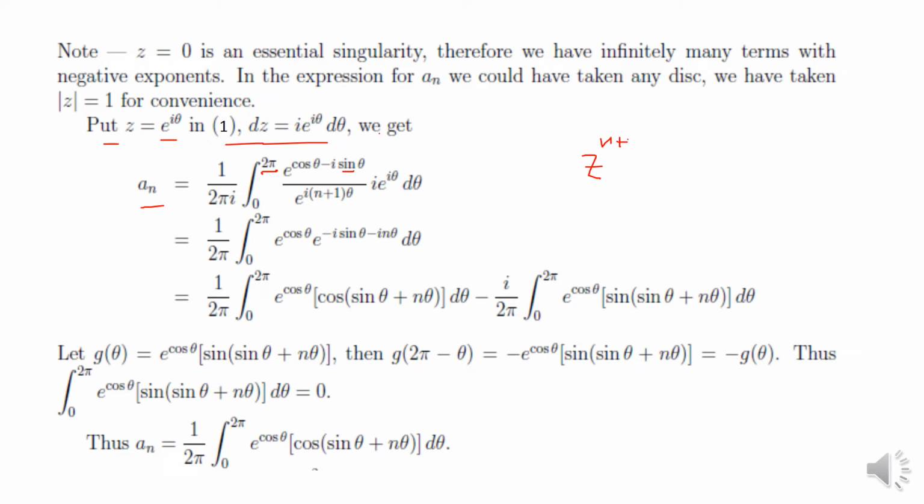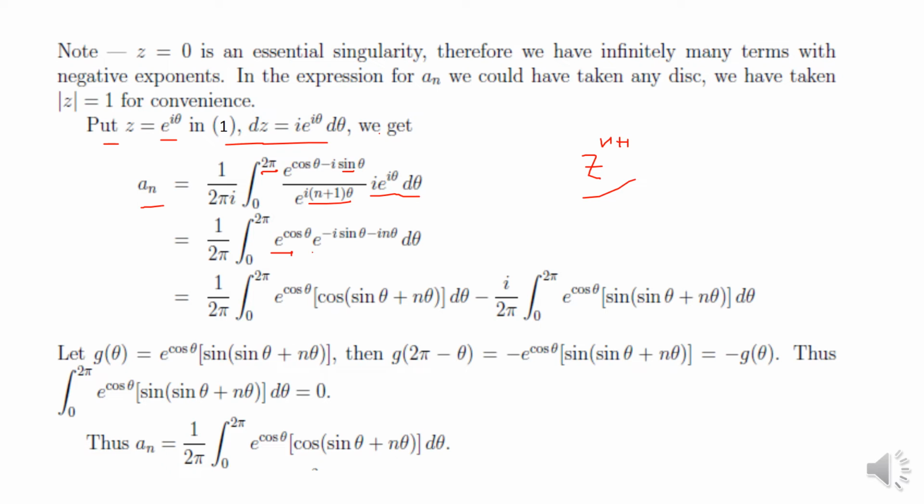Here e to the power i theta we have taken as z, so e to the power i(n plus 1) theta will be this value, z to the power n plus 1, and dz is equal to i e to the power i theta d theta. Just simplify it and we see i cancelled out, and cos theta and sin theta we have written together, because this also can be written in the form of cos theta sin theta.